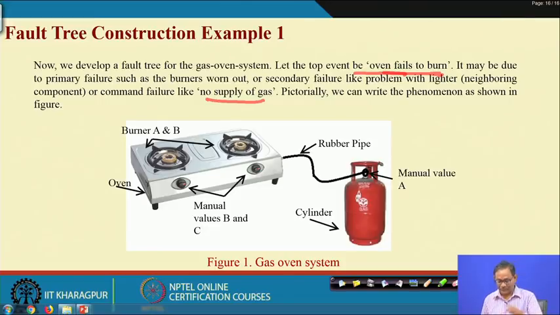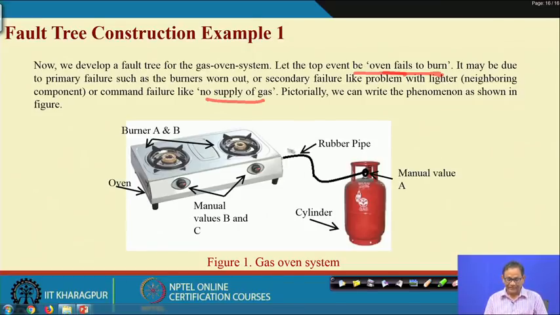So the oven fails to burn, that means the burner itself may fail. This is the burner system level failure. I am giving this in terms of the PSC concept here. The burner may fail, so that is the primary failure. Or the burner is working, but the lighter you are using is not working, and maybe for some reason you cannot understand why. Or gas is not coming.